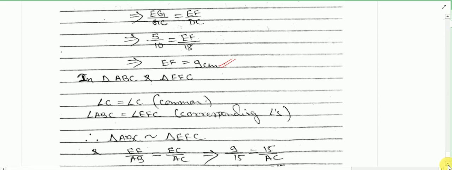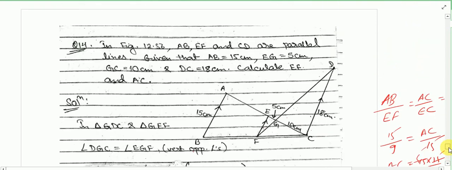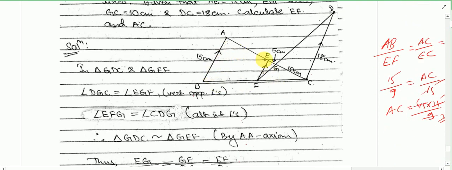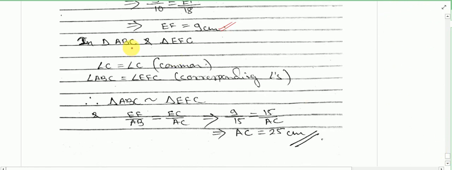Then we are looking for AC, and for that we will consider this triangle ABC and this EFC. Angle C was common, angle ABC and angle EFC are corresponding angles, so they are similar by the same AA axiom, and therefore corresponding sides are going to be proportional. Then you substitute the values and you'll get AC equal to 25 centimeter. So with this, exercise 12B gets over.